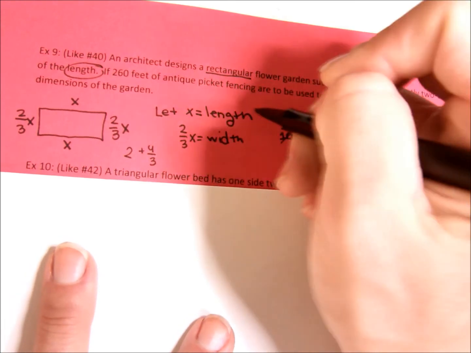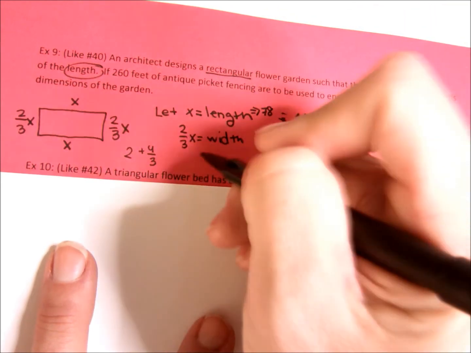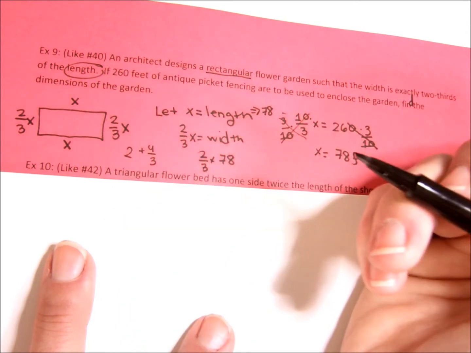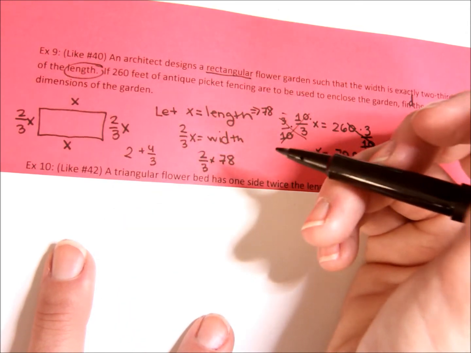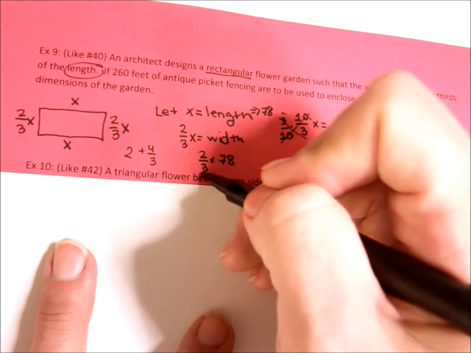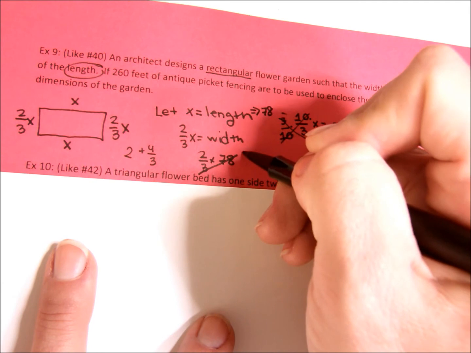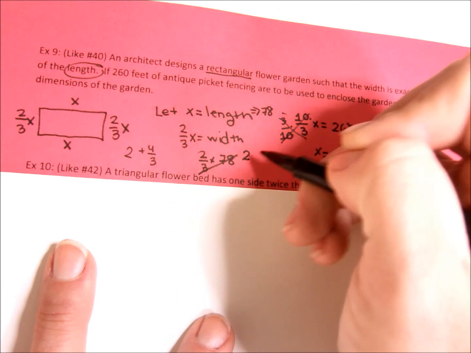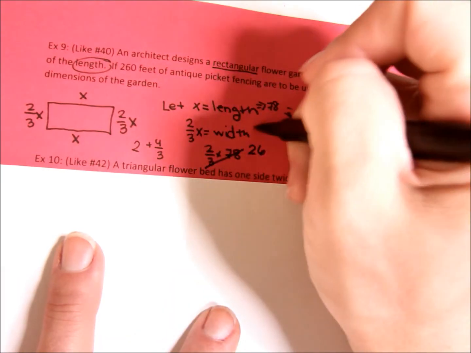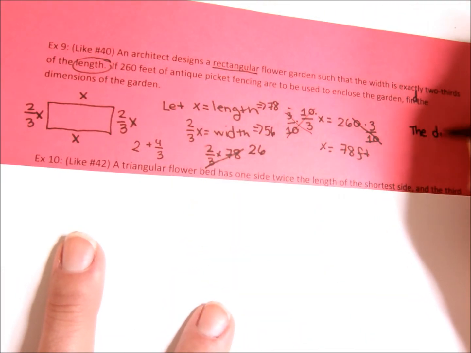Okay, plug it back in. 78 feet goes here. Ooh, 2/3 of 78. Does 3 go into 78? Yeah, how do we know? 7 plus 8 is 15, so that means it should be divisible by 3. So that becomes 26. And 26 times 2 is 52. All right, the dimensions are, I'm going to abbreviate dimensions.